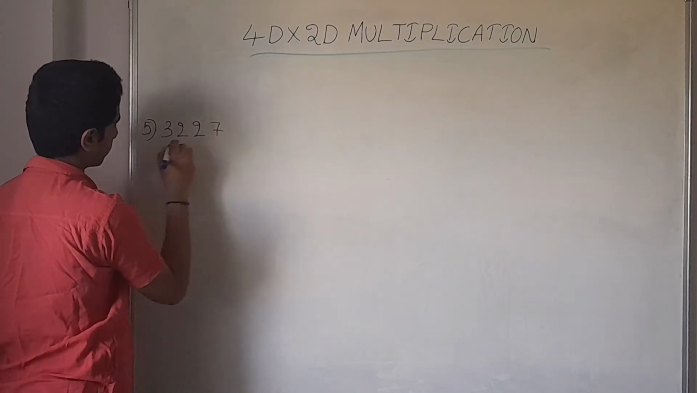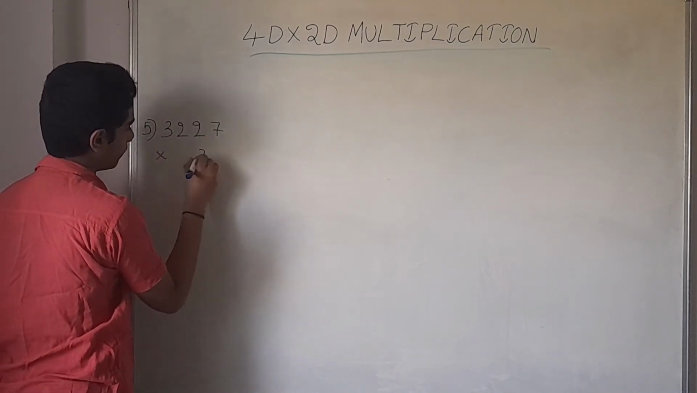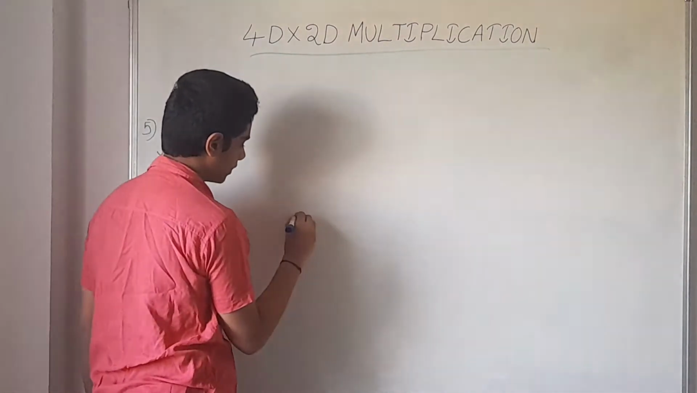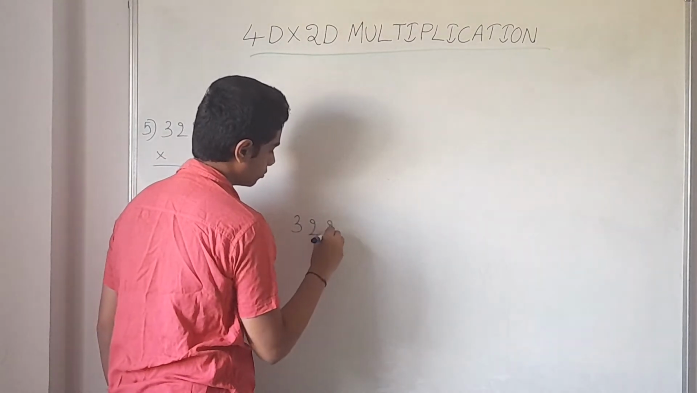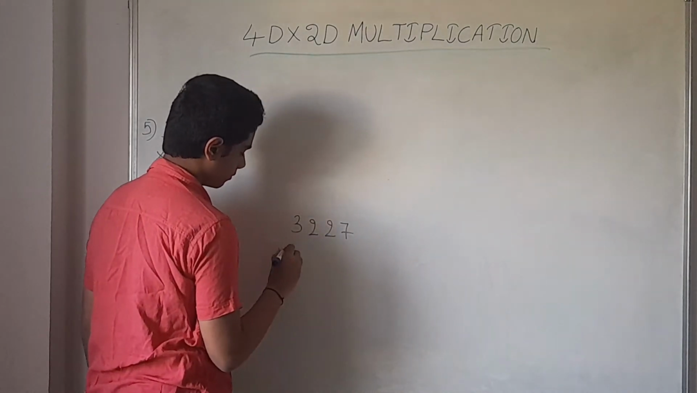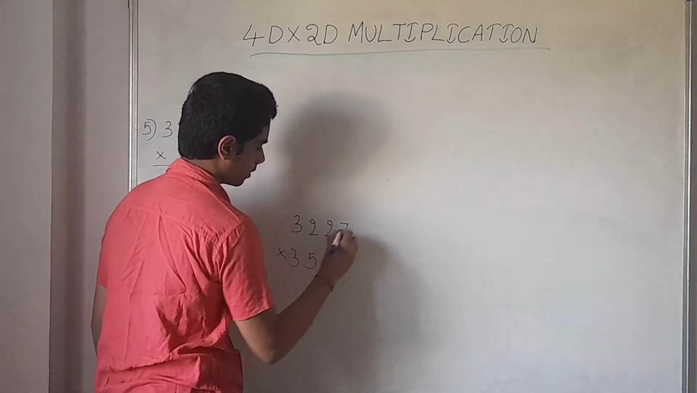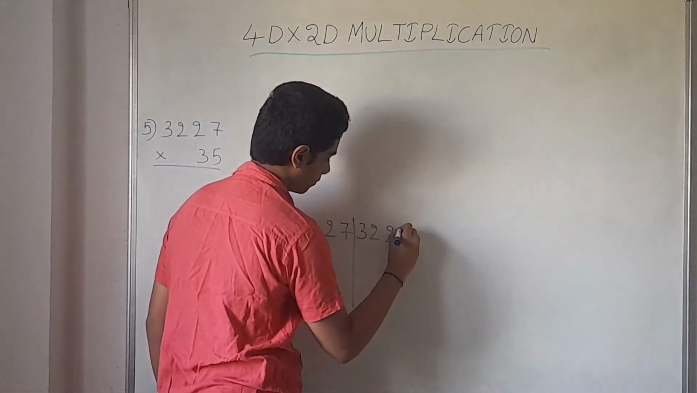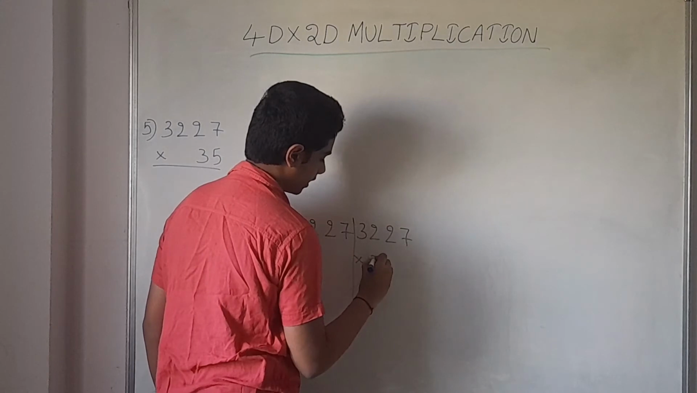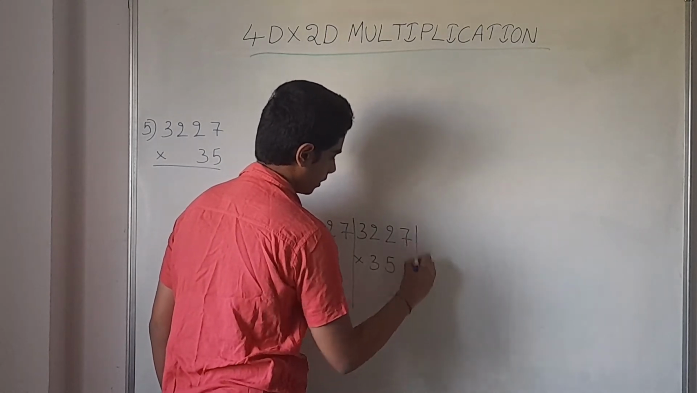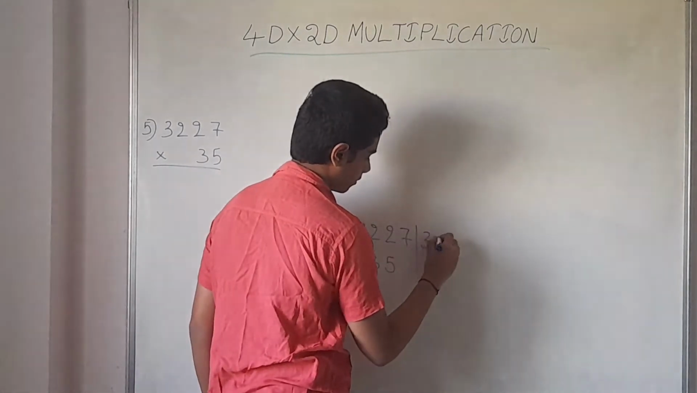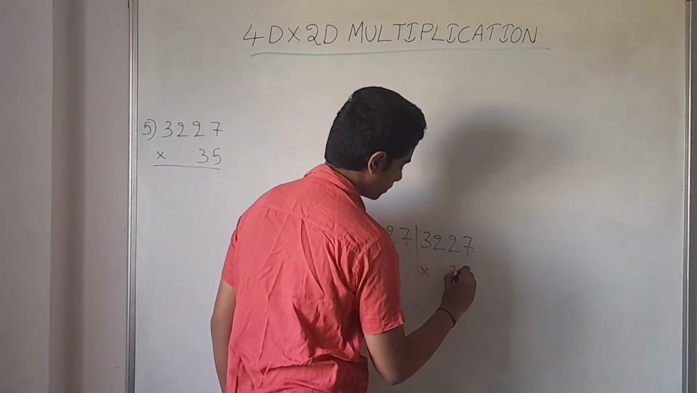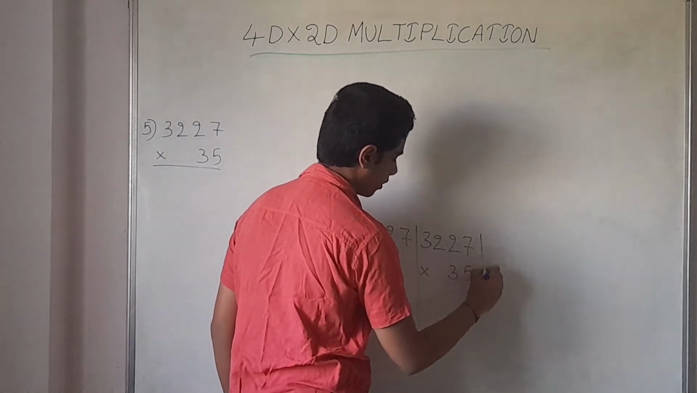3227 into 35. Now you should write this in three parts. In first part you should write 3227 into 35. In next part you should write 3227 into 35. In next part you should write 3227 into 35. And at last draw a line.